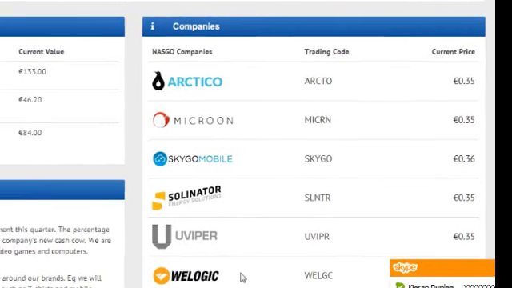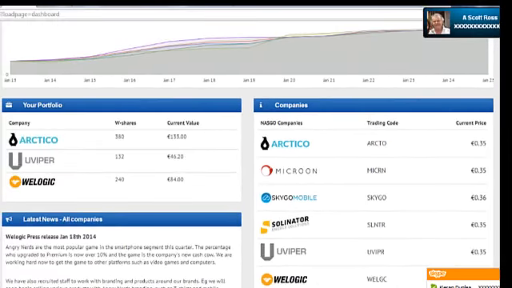Now, Wellogic is the last one, and the price of these stocks are all about 35 cents per share, with I believe this one, Skygo, being a little bit more. But all of these stocks are going up in price on a regular basis, some of them daily.